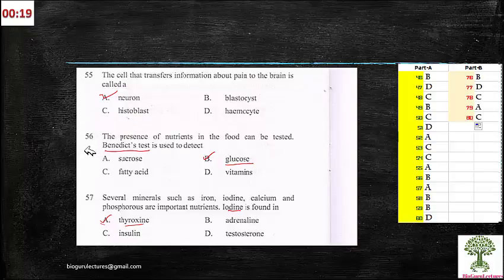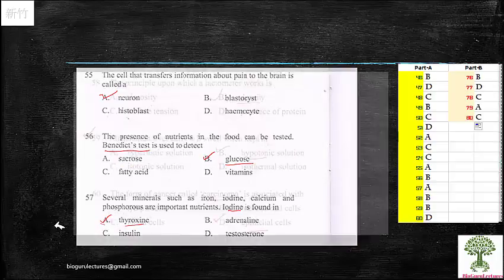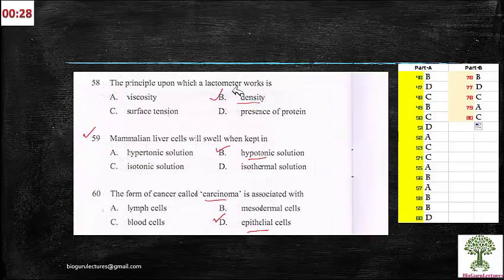Next, 56th one, the presence of nutrients in the food can be tested. Benedict's test is used to detect only glucose, whereas even though sucrose is a type of carbohydrate, Benedict's test may not be used to test sucrose. The other two are different nutrients. 57th one, several minerals such as iron, iodine, calcium and phosphorus are important nutrients. The only place where the body requires iodine is the thyroid gland for its functioning. Hence, thyroxine will have the iodine. So the answer is A.